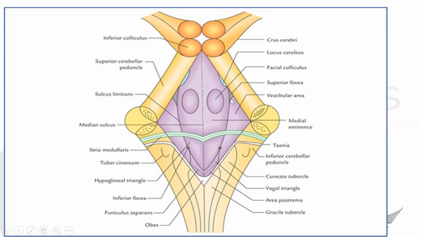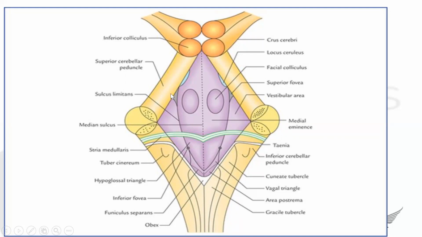Lateral to the sulcus limitans, you will have the vestibular area. Above the vestibular area, you will have the superior fovea. Above the superior fovea, you will have the locus coeruleus. Locus coeruleus is bluish gray in color. The color is due to melanin pigment in the underlying group of nerve cells called substantia ferruginea.